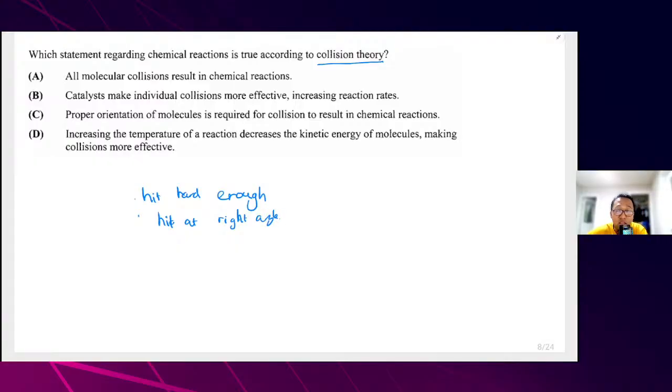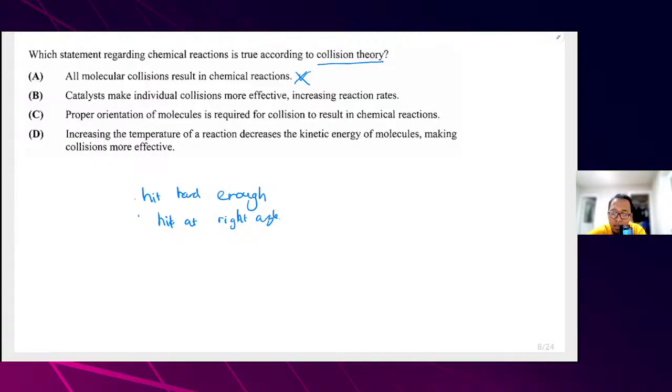If either of those doesn't happen, there is no reaction. Okay, so now let's take a look at the first one. All molecule collisions result in chemical reaction. No, sounds nice, but it's not true, because if there is not enough energy, no reaction. Okay, and then, catalysts make individual collision more effective, increasing reaction rate.